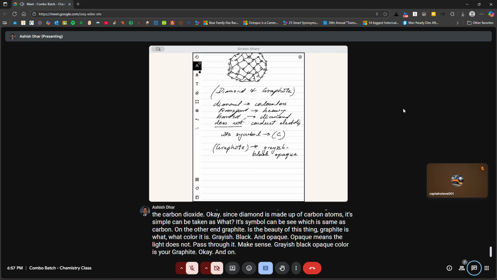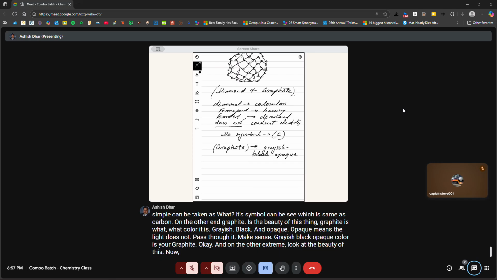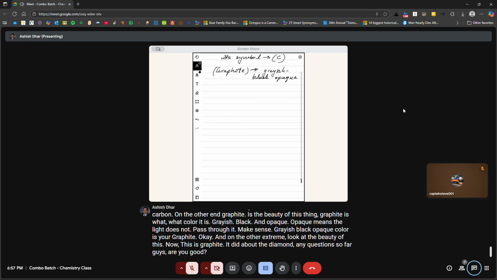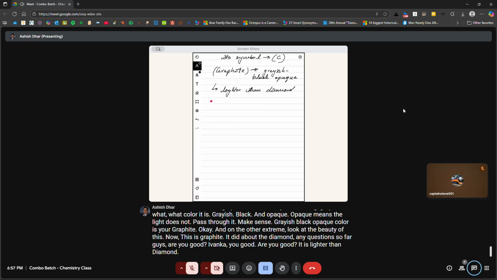Okay. And on the other extreme, look at the beauty of this now. This is graphite. You did the diamond. Any questions so far, guys? Or are you good? Ivanka, you good? Arya, you good? It is lighter than diamond. And this is soft and slippery. Are you there, Ivanka and Arya, or no? Yeah.